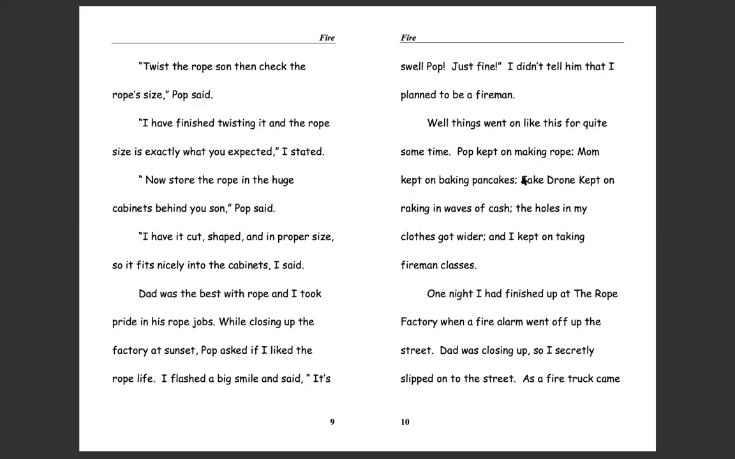Jack Drone. Let's say, what does this say? Jake Drone kept on raining in waves of cash. The holes in my clothes got wider, and I kept on taking fireman classes.